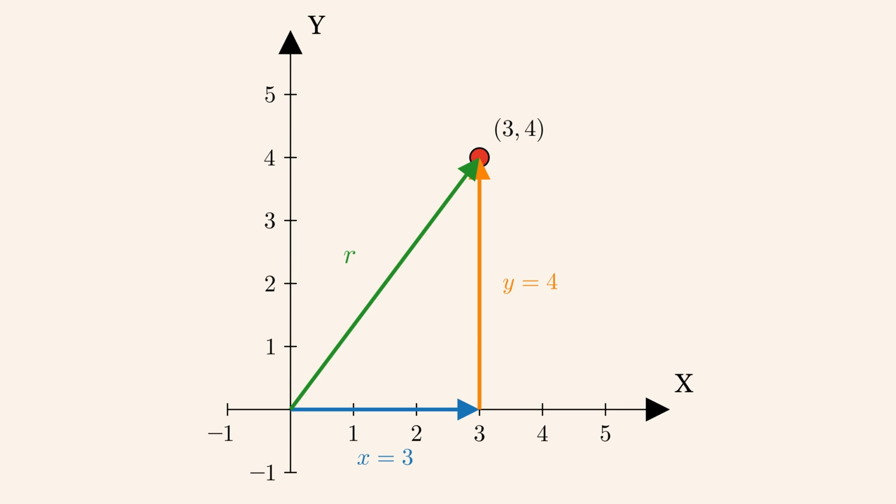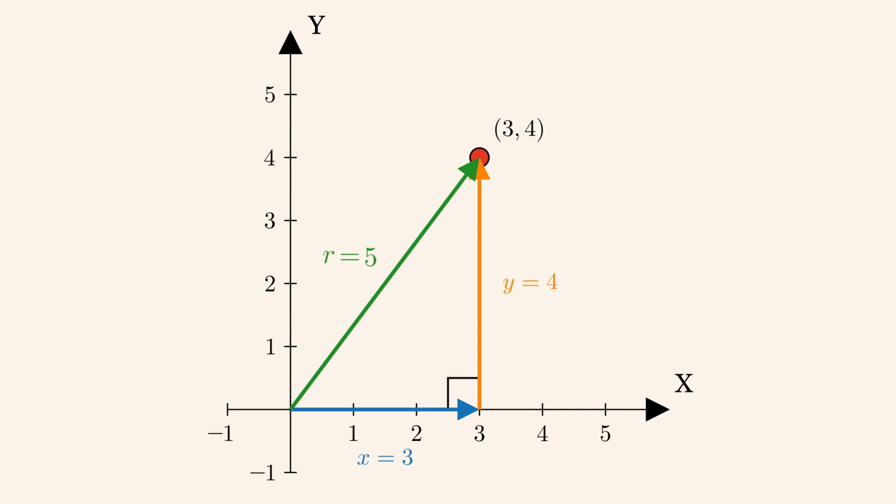Notice that these vectors form a right-angled triangle. So how do we find the length of our vector r? We can use the Pythagorean theorem, which helps us find the length of the hypotenuse. By plugging in our numbers and working through the math, we find that the length of r is exactly 5.